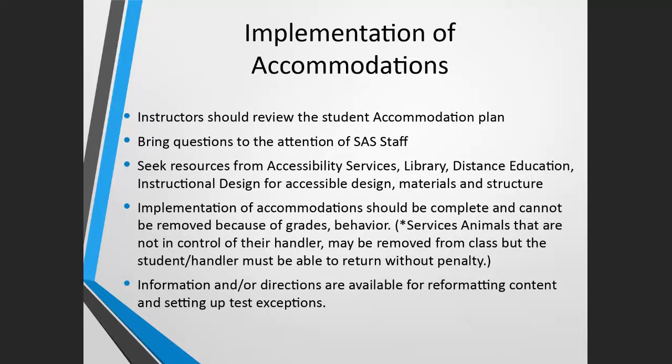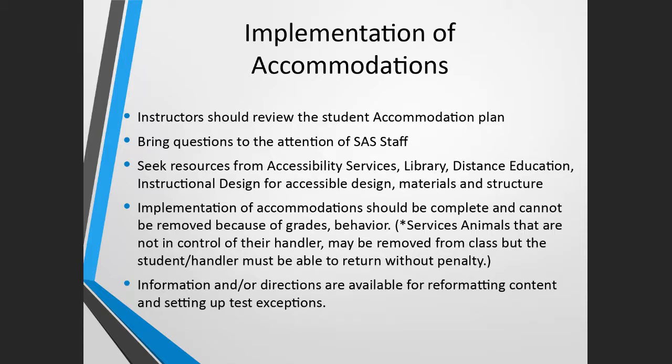Seek resources from myself, distance education, or instructional designers, or our library if you need support ensuring your course is accessible. We have a great tool built into Blackboard called Ally that you can use to check your course accessibility and if course content is accessible. So if you see an accommodation plan that says read aloud, you may need to ensure that your materials are accessible to assistive technology that will read that information out loud. But again, all of that would be in an accommodation plan if you need to know that.